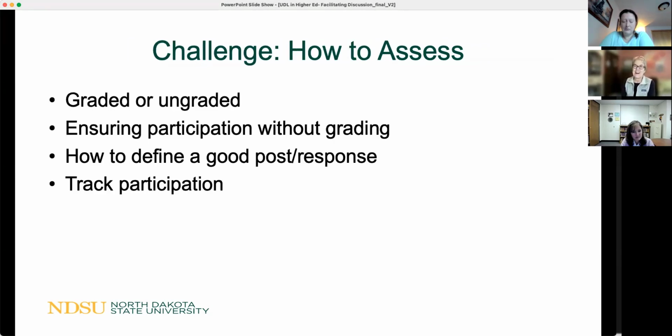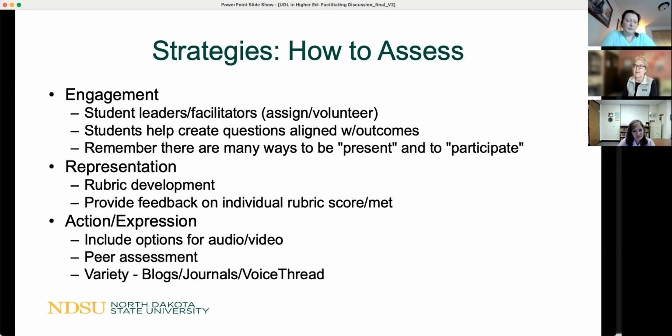All right. I get the probably hardest challenge that we get from faculty: how do I assess a discussion? Let's say everybody's in there discussing, but how do I give a grade? Am I going to grade it, or is it ungraded? How do we ensure participation if I'm not grading? How do we define a good response or a good post versus the yes or no, as Shar talked about? And then how do I track participation? So a lot of different challenges in assessment.